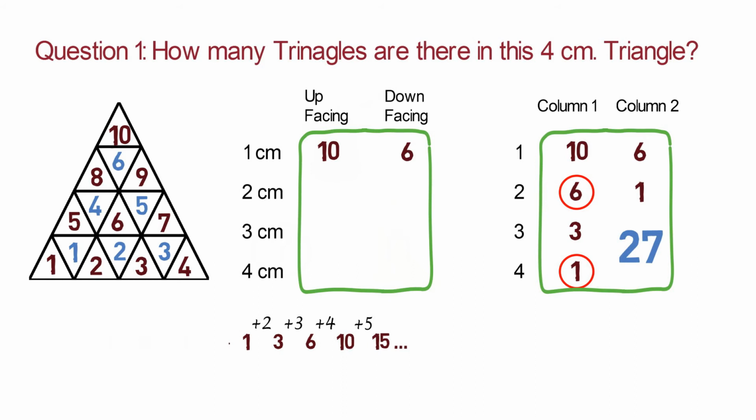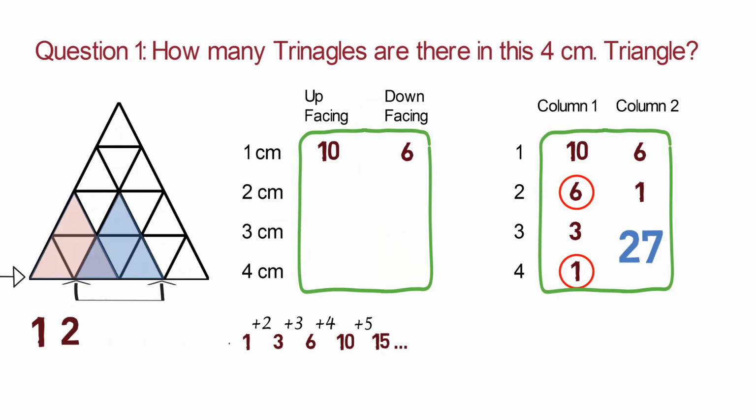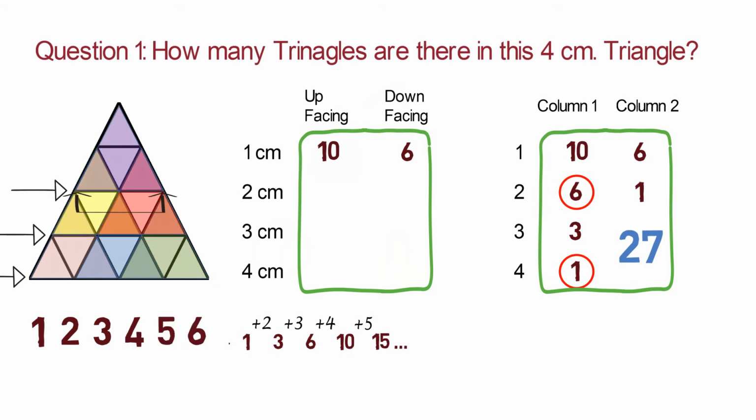Now we move on to counting the number of 2 centimeter triangles. Please look very carefully. We'll take it layer by layer, starting from the first layer so that we don't miss out on any triangle. On layer 1, we have triangle number 1, triangle number 2 and triangle number 3. On layer 2, we have triangle number 4 and triangle number 5. And on layer 3, we have triangle number 6. So we get a total of 6 upward facing 2 centimeter triangles. We write 6 at its correct position.